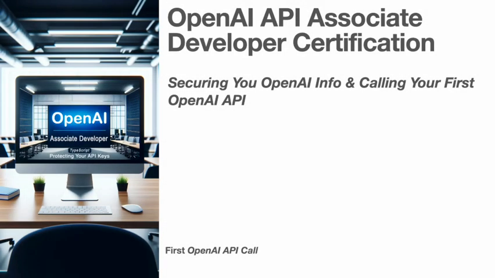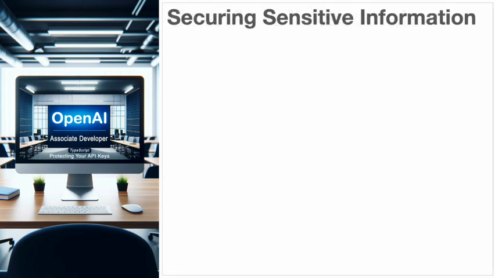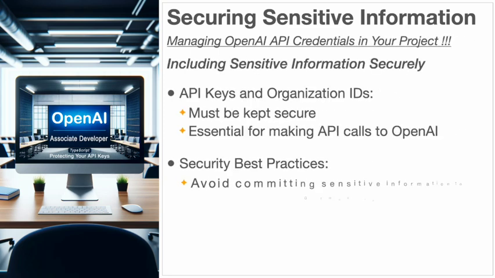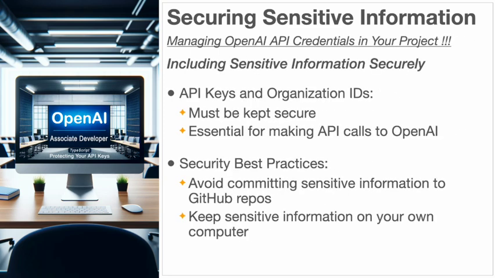In this lesson, we'll add our OpenAI API and organization keys securely into our project and make our first OpenAI API call. Remember, to make any API calls into the OpenAI APIs, you must include your OpenAI API key and organization ID. Therefore, we must include this information in our project, but that does not mean we need to commit our sensitive information to our GitHub repo, nor does it mean we need to have this information on any other computer other than our own. We'll first set up our project with this security-focused mindset.